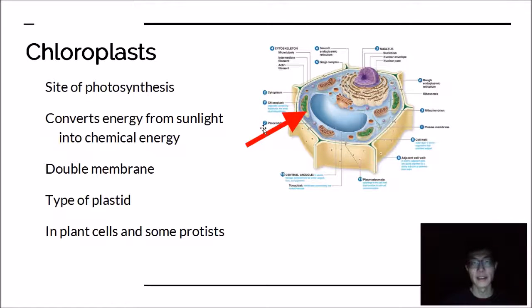The next thing is the chloroplast, which is the plant equivalent of the mitochondria, although plants also have mitochondria as well.